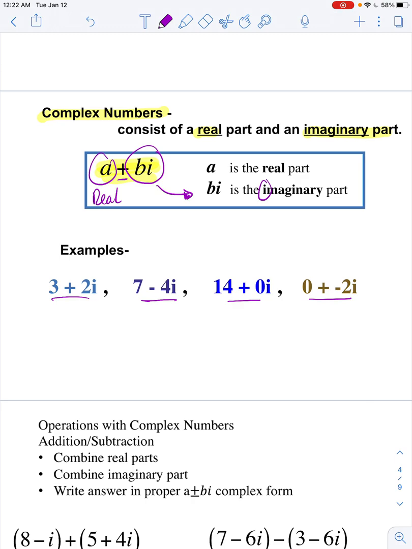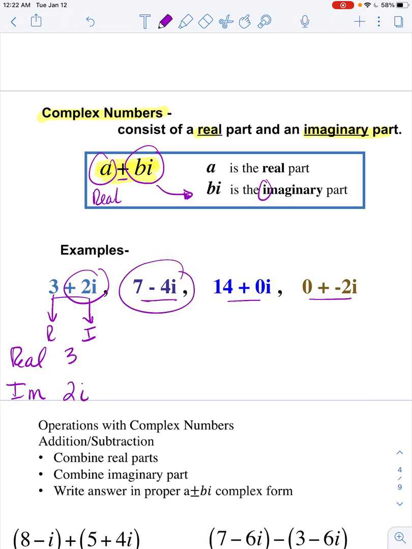This has a real part of 3 and an imaginary part of 2i. So let's just go down this list. What's real, and what's imaginary? So here, the 3 is real, the positive 2i is imaginary. In this example, the 7 is real and the negative 4i is imaginary. So that sign, the plus or minus, goes with the imaginary part.